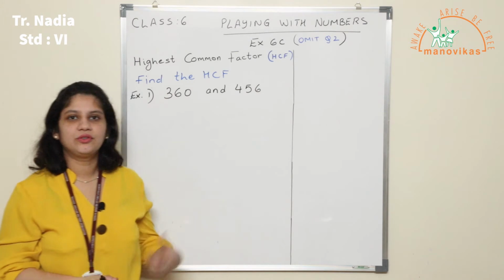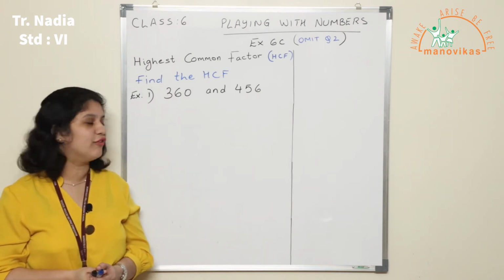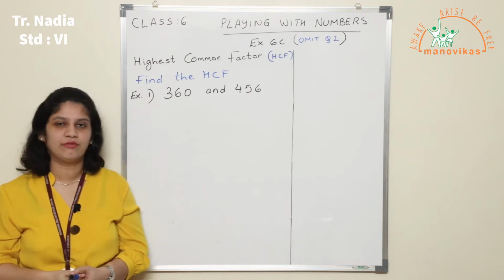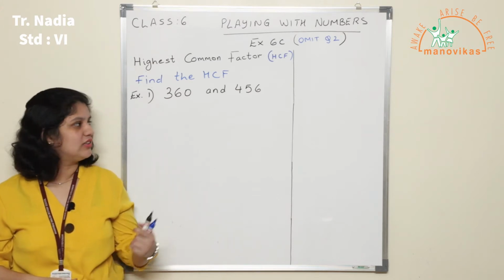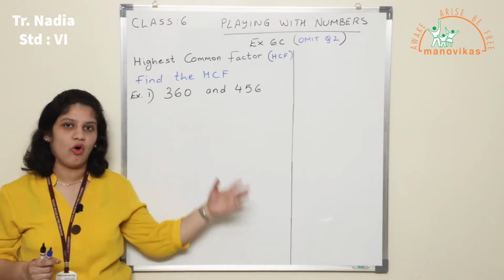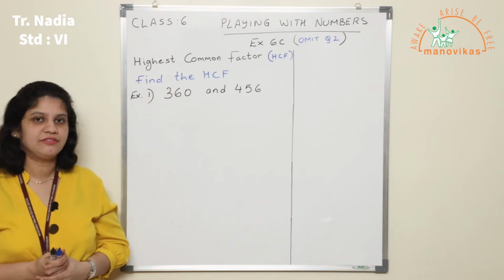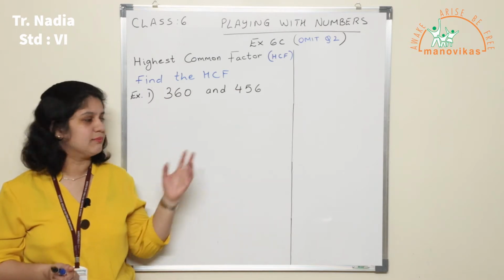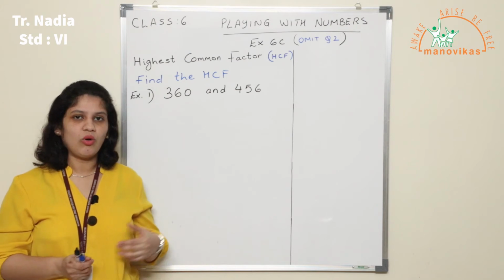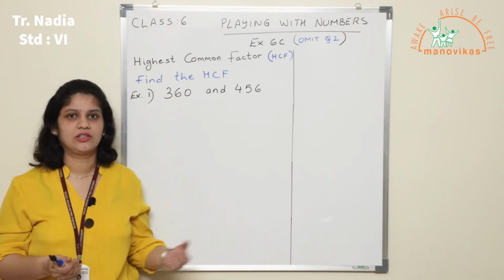Now let us move to this example sum. Here I have to find the HCF of 360 and 456. Now these are big numbers. It is going to become difficult for me to list down all the factors of 360 and all the factors of 456 because they are 3-digit numbers. So what do we do in such an example? How will we solve such a question?